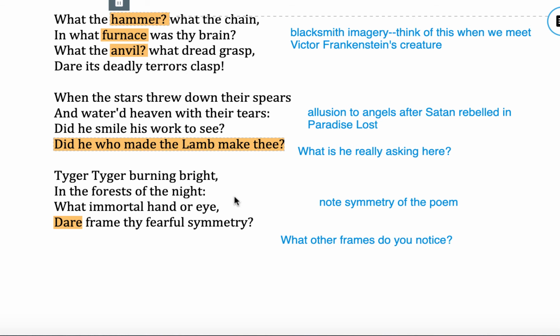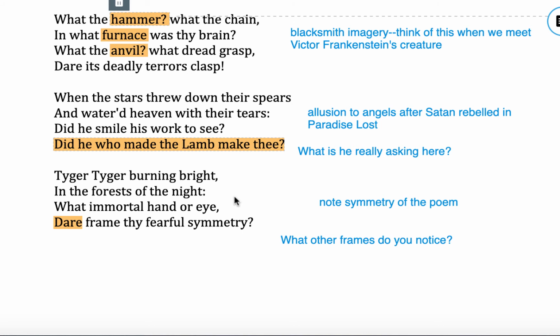When the speaker says, did he smile, meaning the creator of the Tyger? We know that the he is referencing the Tyger's creator. Did he smile his work to see? Did he who made the lamb make thee? He's asking something bigger, not just were you happy with what you made, and did the same person who created the lamb also create the Tyger? He's asking something more profound.